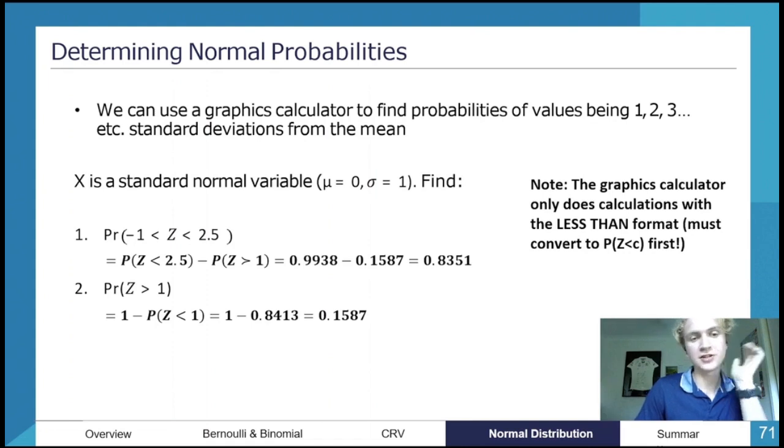Yeah, and that's just because we find the probability it's greater than 2.5 minus the probability it's less than 1, and that gives us this value. Okay, probability of z being greater than 1, well, because it's the inverse, again, it's got to be less than. We get 1 minus the probability of z being less than 1, which equals 1 minus 0.8413 equals 0.1587.